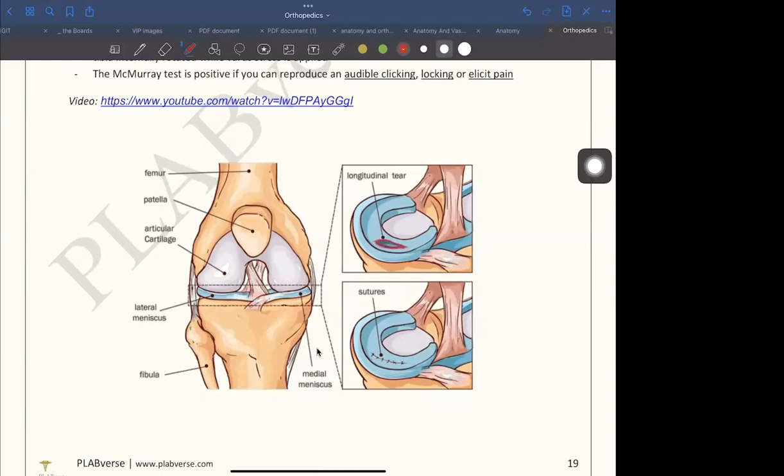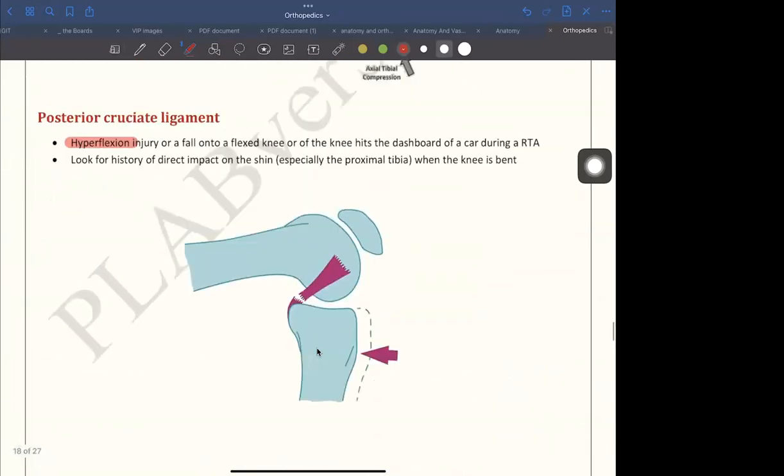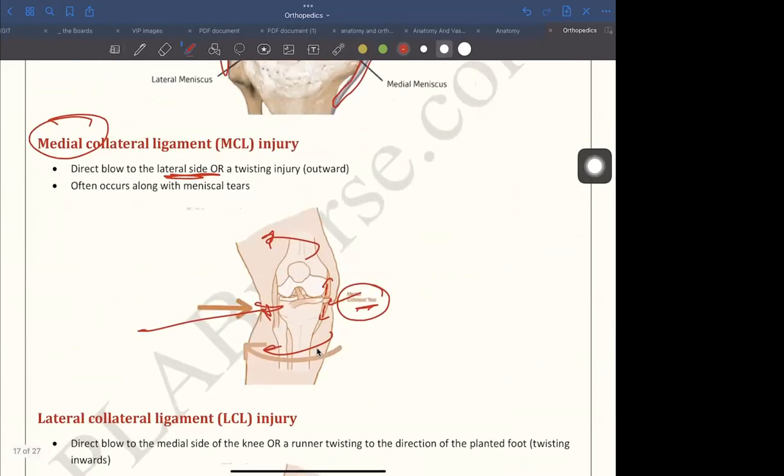Yes, I have a question. Of course. With the medial collateral ligament injury, which meniscus is usually injured here? Very good question.